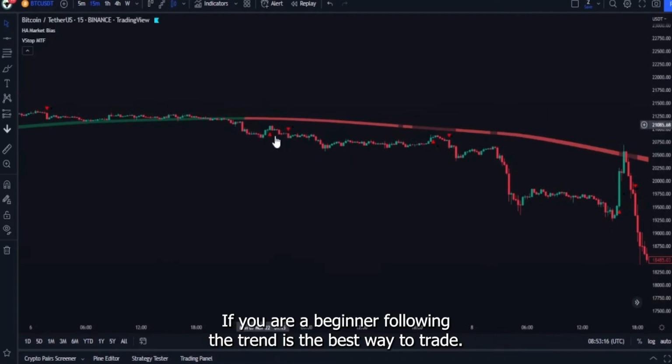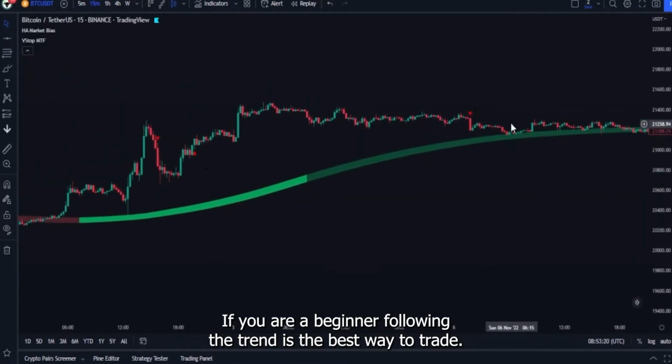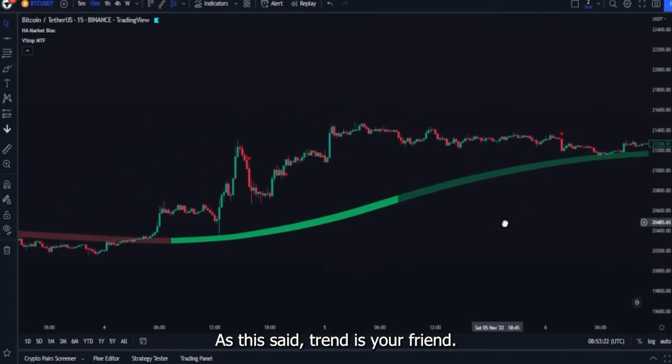If you are a beginner, following the trend is the best way to trade. As it is said, trend is your friend.